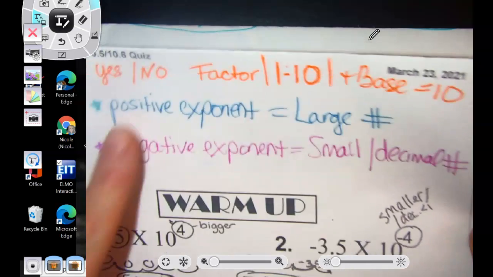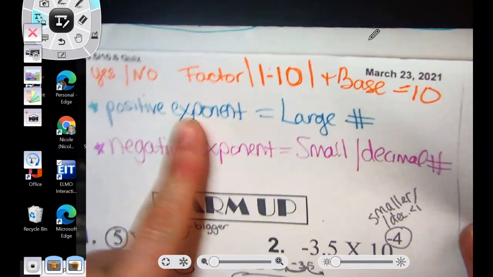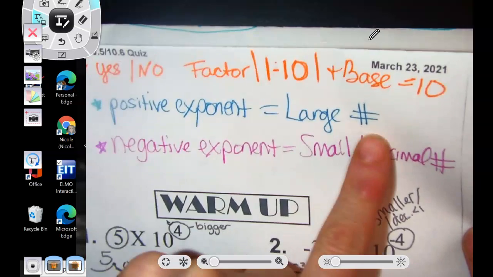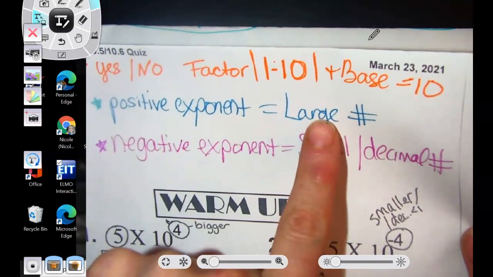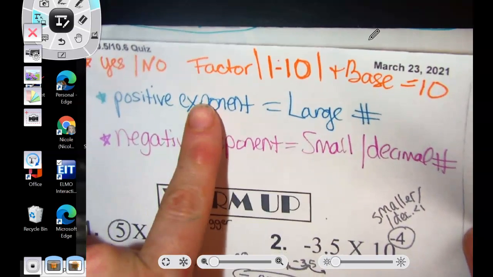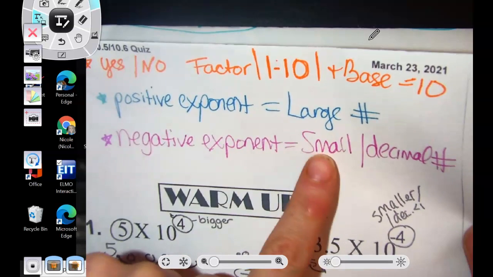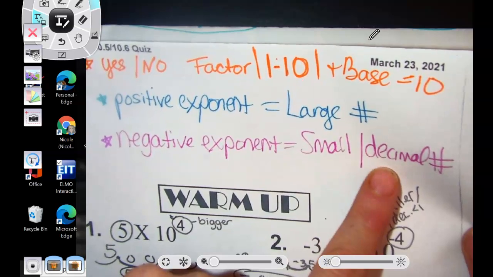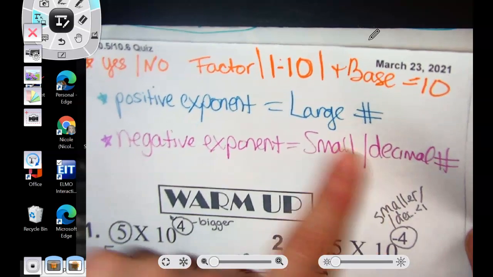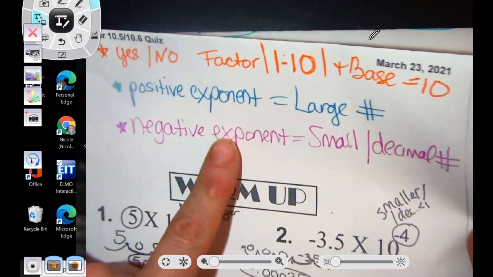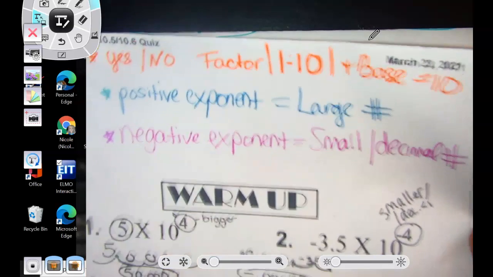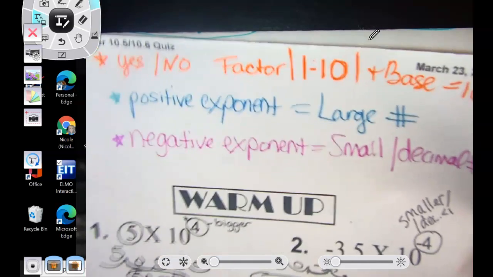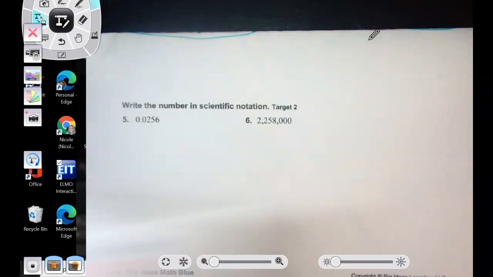Again, just a refresher. If we have a positive exponent, we want a larger number. Or if the number is larger to start with, we make sure our exponent's positive. If our number is small to begin with, meaning smaller than 1, or as a decimal, like 0.0 something, our exponent is going to be negative. So those are the notes. It should be on all of our note sheets, but just using this one I find is helpful.